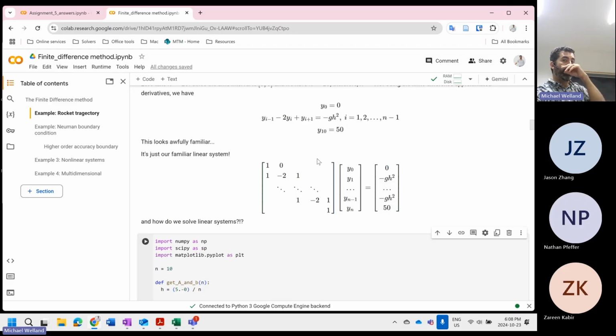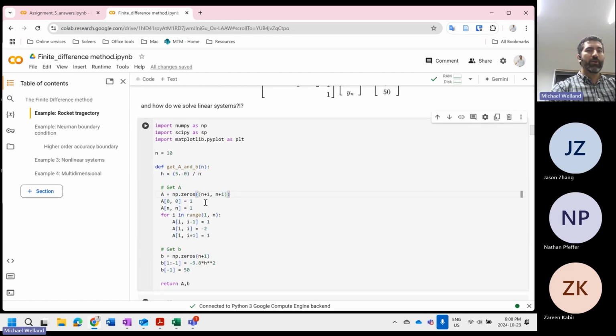Same thing on the bottom. On the bottom, we have y10. So again, it's a 1 on the diagonal, 0 everywhere else, and this time it's equal to 50 on the other side. So when in doubt, multiply through and you'll see it real easy. A00 is 1. ANN, which is the bottom right-hand corner, is also 1.